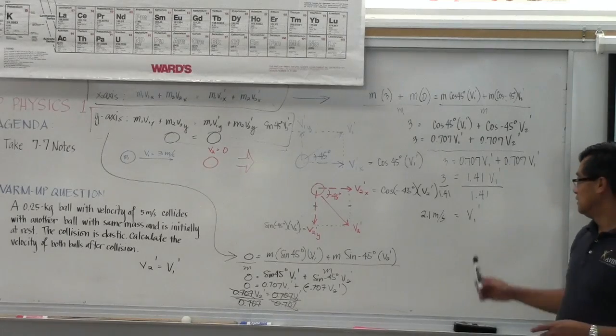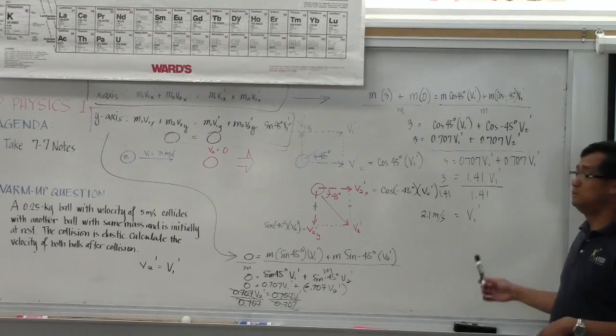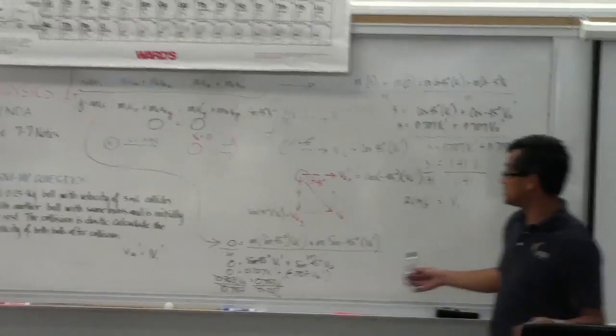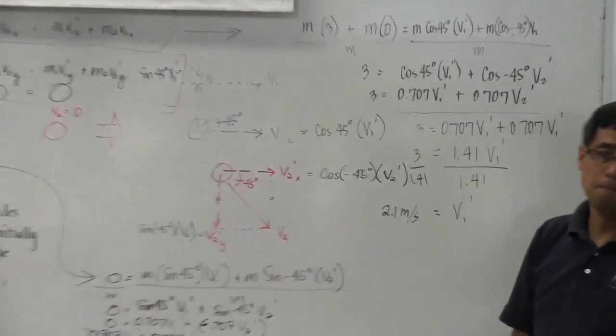Okay? And what is V2 prime equal to? Since it's the same, then you're going to have the same speed.